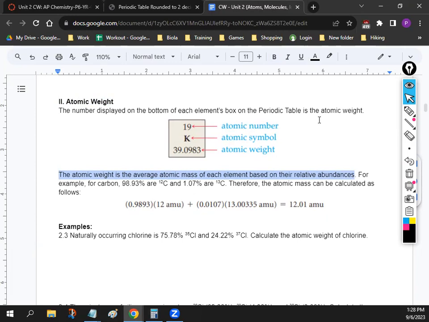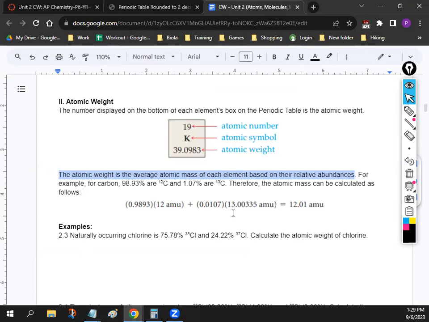So what does that mean? It means when you go into nature, and so let's take a look at this one right here, potassium. And if you find all the potassiums, right, they all kind of have a different weight depending on how many neutrons there are. And depending on what the average, we take a look at the average. So some of them might be heavier than others. Some of them might be lighter. But what we do is we take all of them and then we find the average. And that's the number on the bottom of the box.